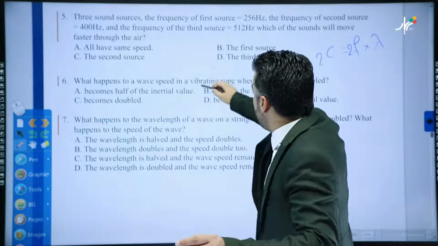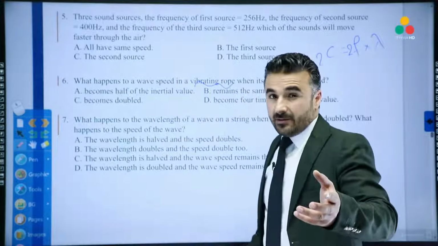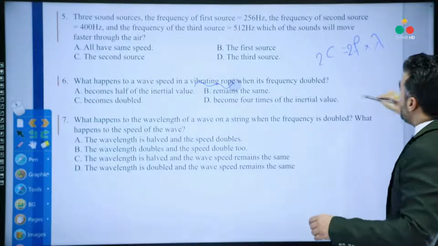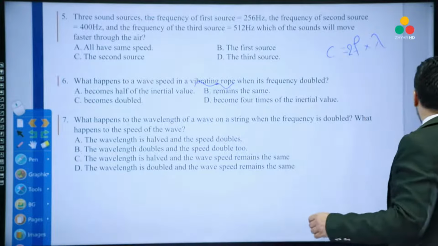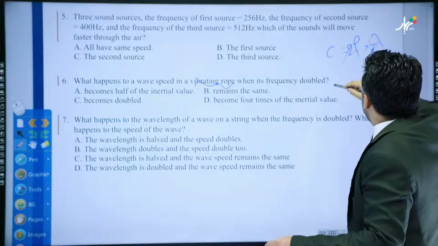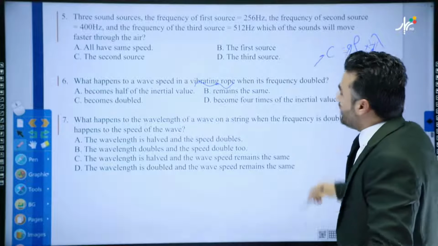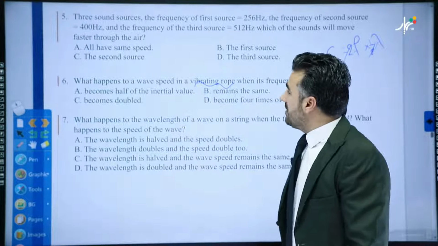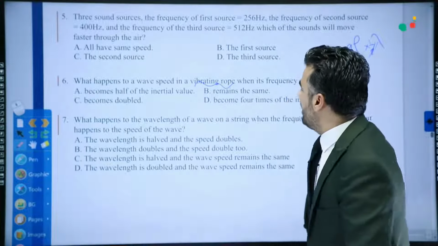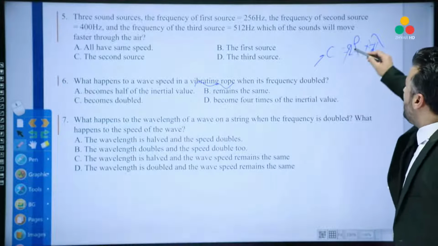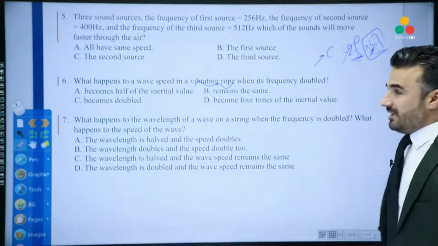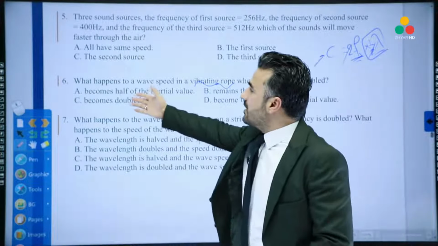Remember, we have a vibrating rope. That means the same medium. So if the frequency is doubled, that means the wavelength must be halved, so that these two cancel one another out. The speed of the vibration will always be constant because it is the same medium. So once again, if the frequency is doubled, the speed is the same, so the wavelength is going to be half. So let's take a look at the choices here.